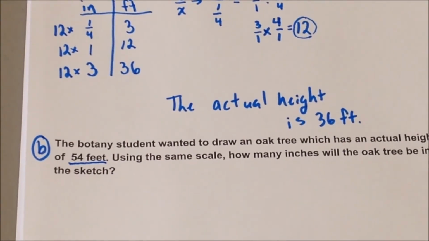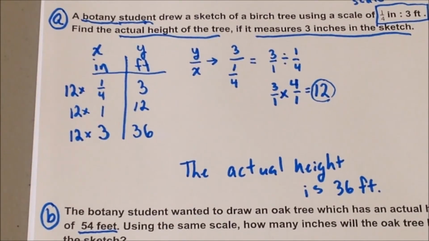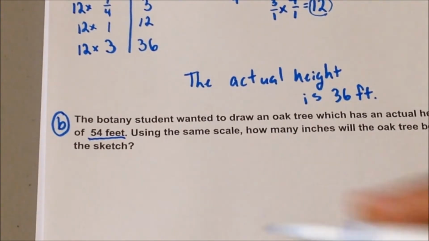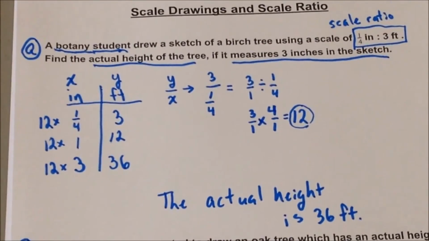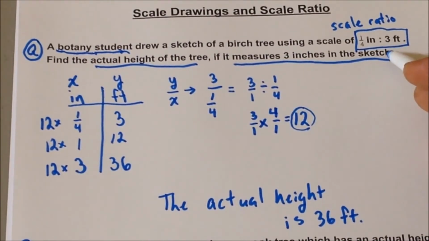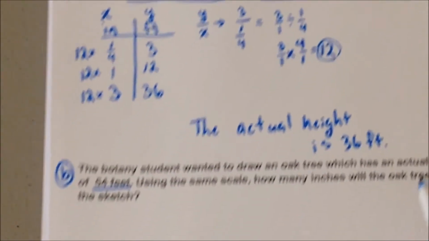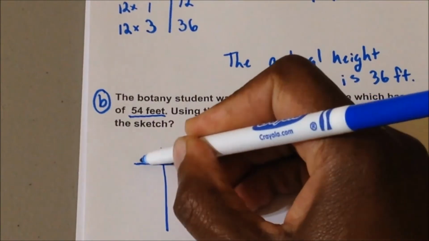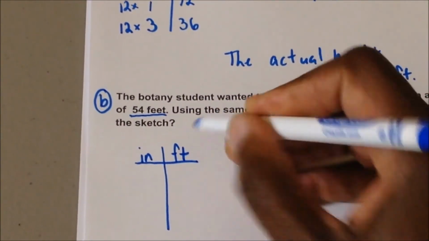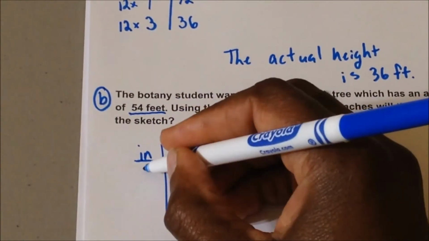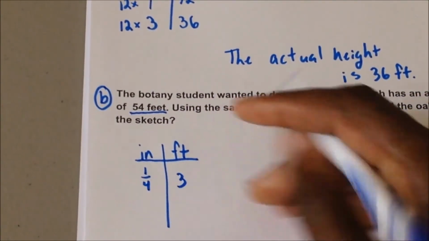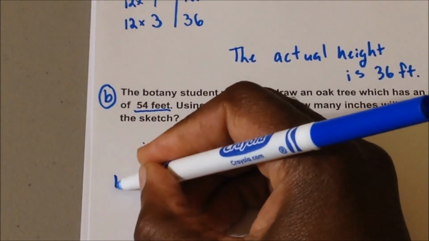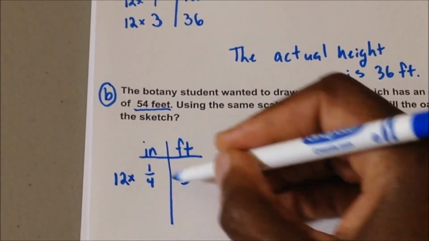Now we're going to use the same table from part A for part B. Again, we're going to use a scale ratio of 1/4 inch to 3 feet. So let's make the table again, with inches and feet. It's 1/4 to 3 feet, and we know that the constant of proportionality is 12. So 12 multiplied by 1/4 gives me 3.